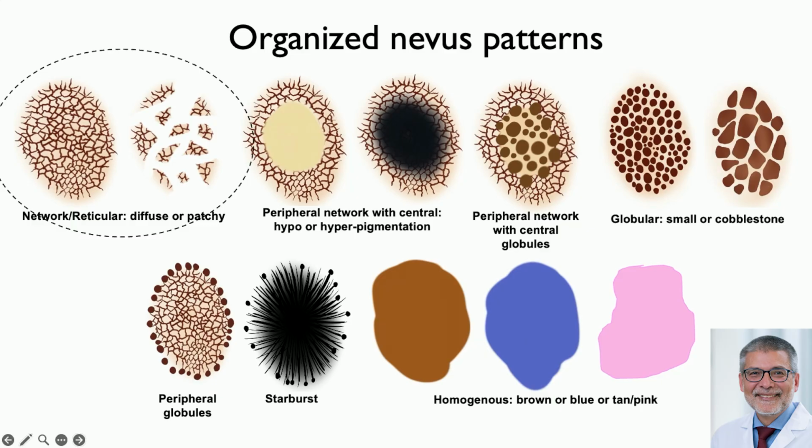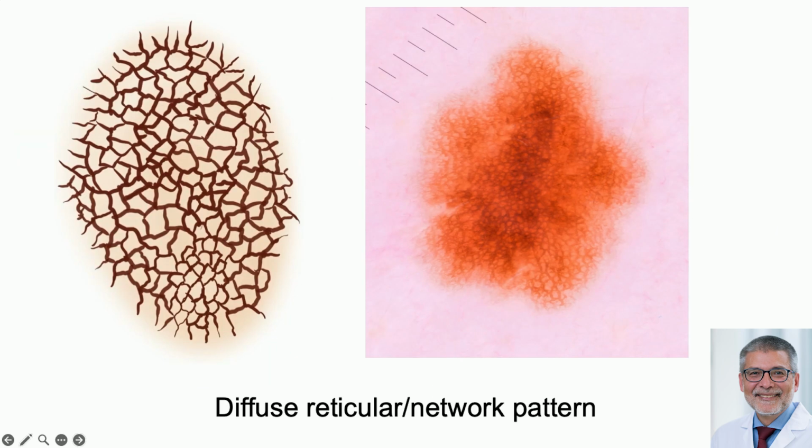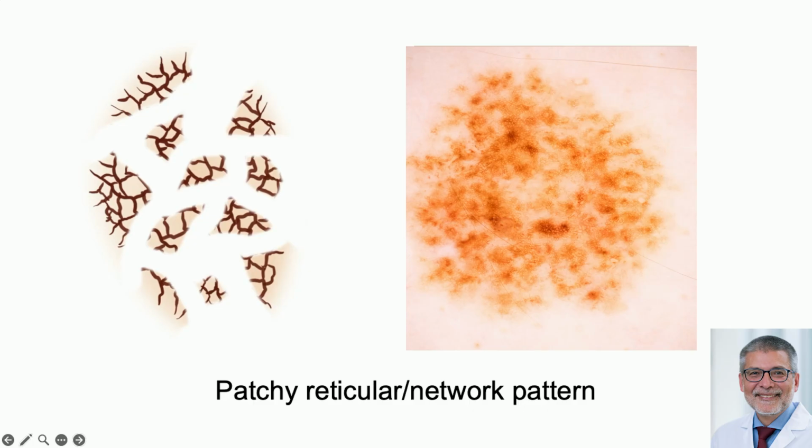So this is a reticular pattern, a grid-like pattern that can be diffused throughout the entire lesion or patchy within the lesion, but the patchy distribution tends to be quite organized, and the skip areas are also kind of symmetrically placed within the lesion. So this is the classic reticular pattern that is diffused throughout the entire lesion, and this is the patchy pattern of network throughout the entire lesion.